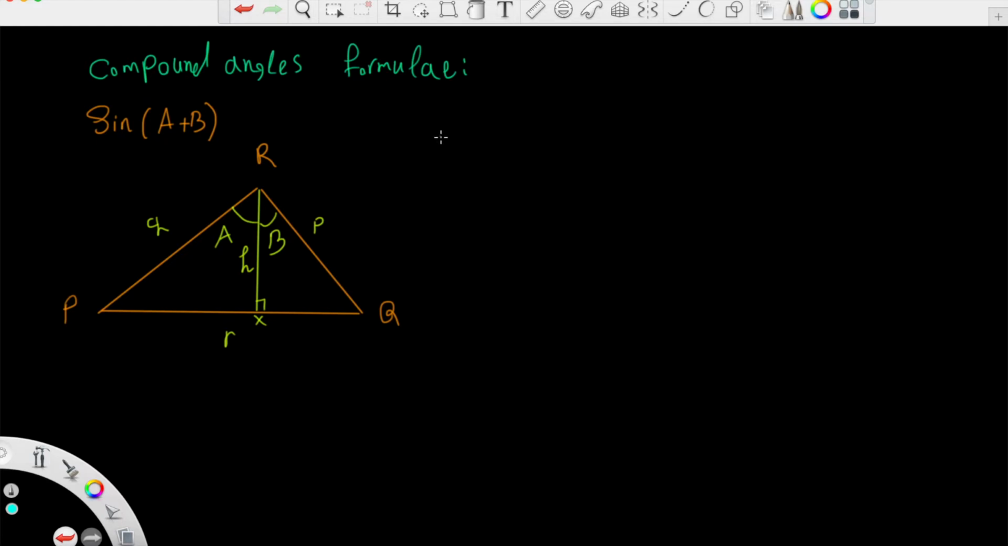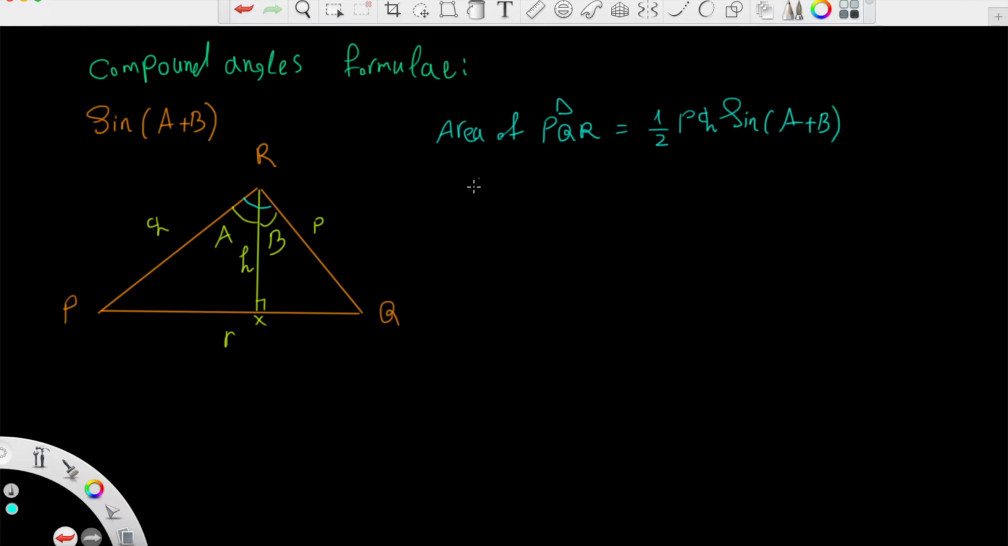Now, area of triangle PQR is equal to half of, I consider sides P, Q, sine of included angle. The angle between P and Q is angle A plus B.